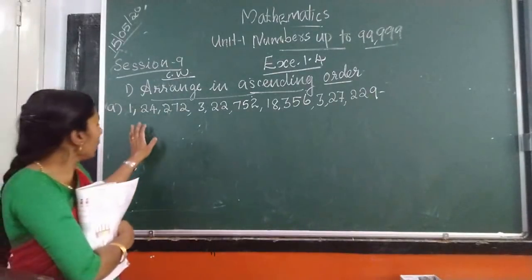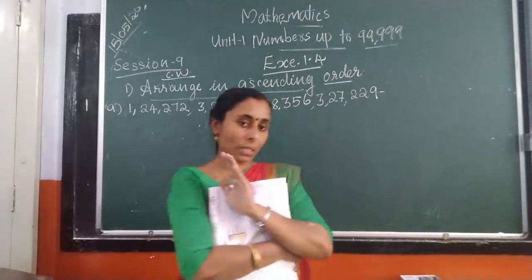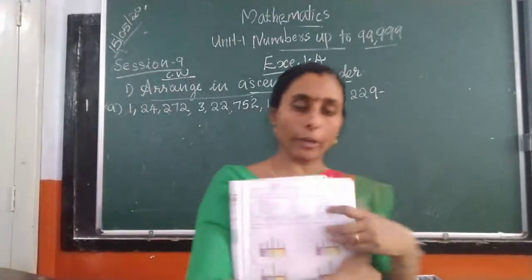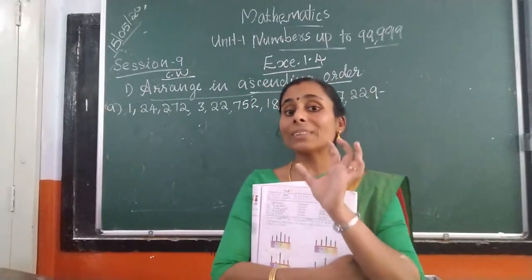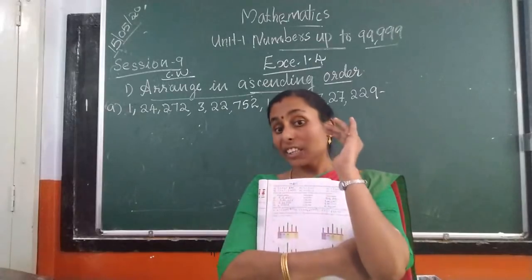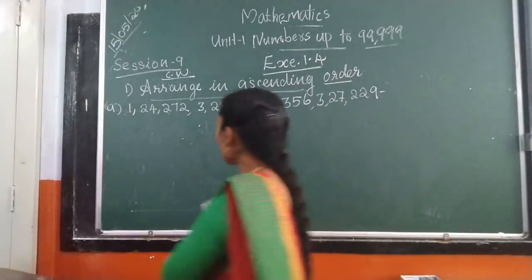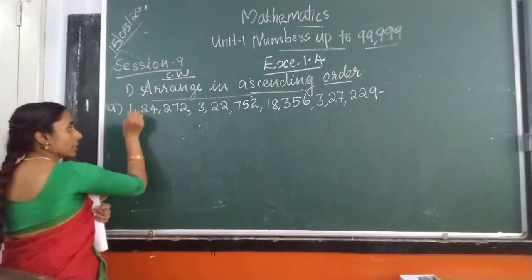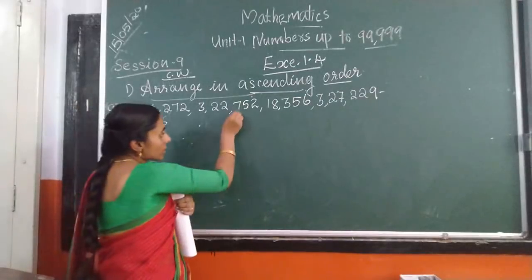How many numbers are there? 1, 2, 3, 4. 4 numbers are there. Then, to find the ascending order or descending order, first we have to count the digits in all the numbers. Here, the first number. How many digits? 1, 2, 3, 4, 5, 6. Here it is 6 digits. And here also 6 digits.